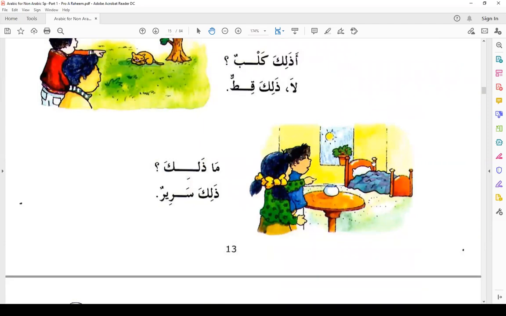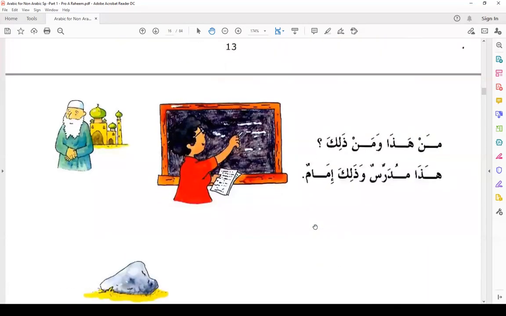They are pointing towards the bed, which is a bit distant away from them. So the question, ma dhalika, what is that? The distance away, using dhalika masculine. And the answer will be dhalika sarirun. Dhalika sarirun. That is a bed. Continuing.